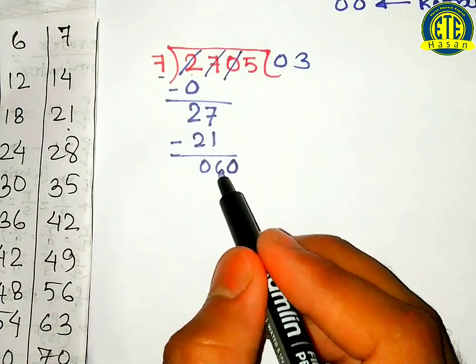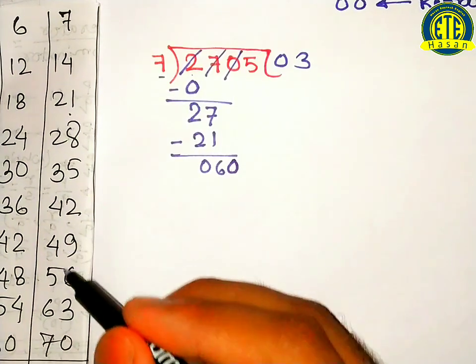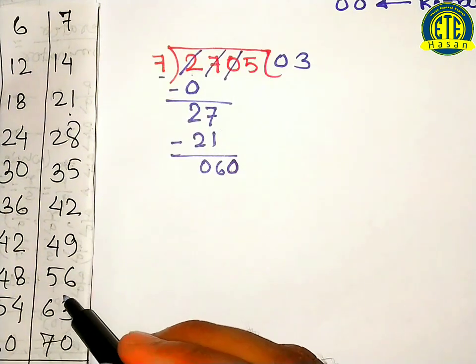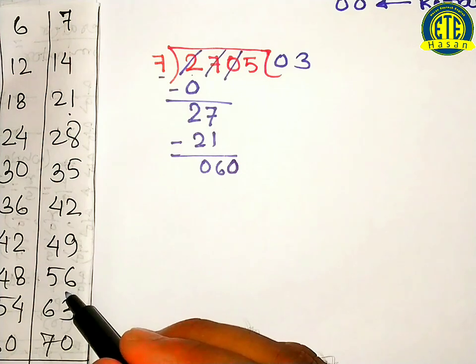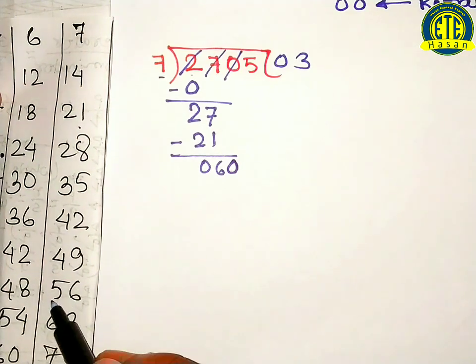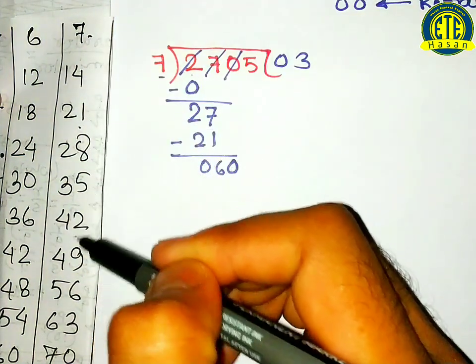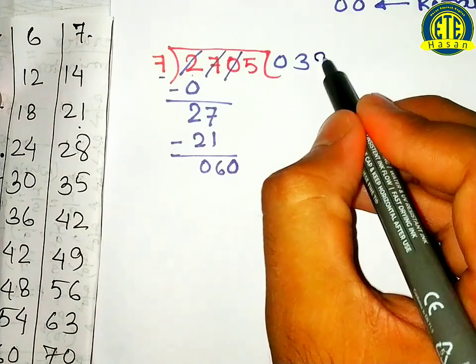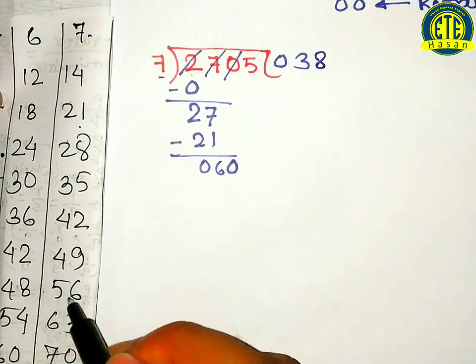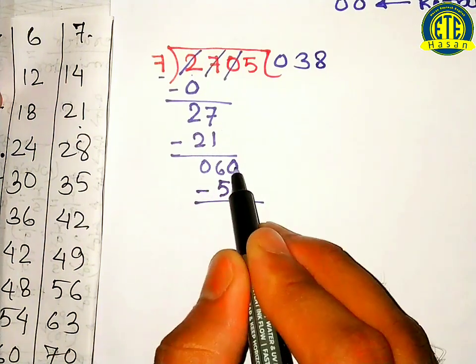Now count 7 up to 60 or below 60. Where is the 60? 56, 63. 60 lies here between 56 and 63. Can you see? So we have to count up to 56. 1 2 3 4 5 6 7 8, 8 times. After counting 8 times we will get 56. Now subtract it.